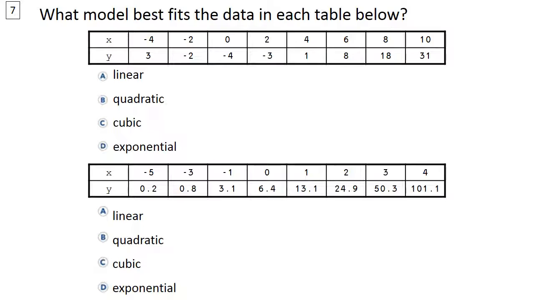Which model best fits the data in each table below? So this is me kind of cheating. I put 2 questions here on number 7, but neither one takes a real long time. We've learned a couple ways to do this. One way would be to use the first, second, and third differences. Finite differences, I think, was the title we gave that, which is just figuring out how do we get from 3 to -2, from -2 to -4, from -4 to -3, and subtract each of those.